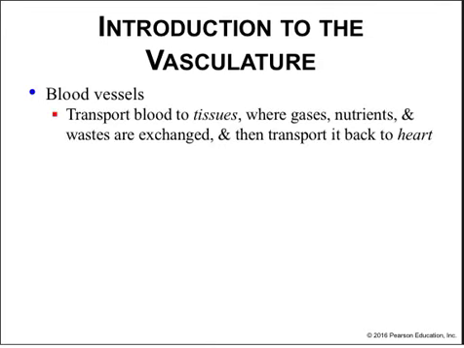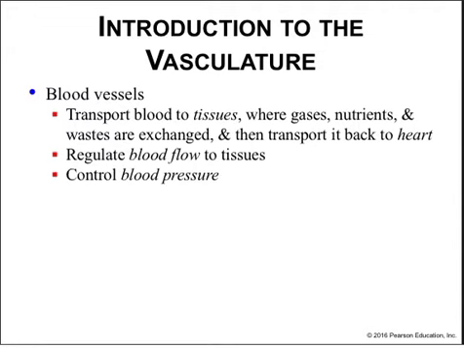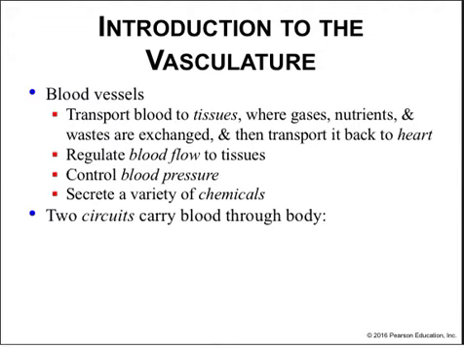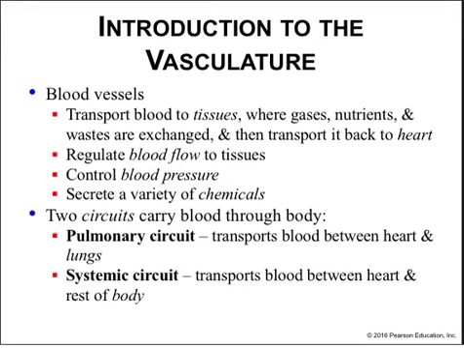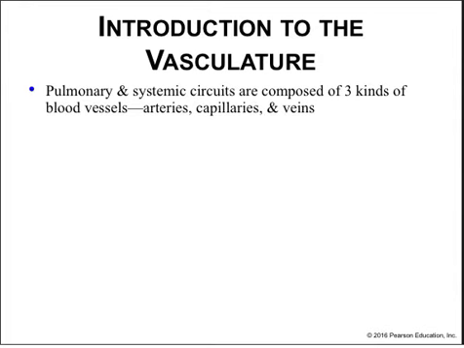Blood vessels transport blood to tissues where gases, nutrients, and wastes are exchanged and then transported back to the heart. They regulate blood flow to tissues and control blood pressure and secrete chemicals. The two circuits that carry the blood through the body are the pulmonary circuit, which transports blood between the heart and lungs, and the systemic circuit that transports blood between the heart and the body.